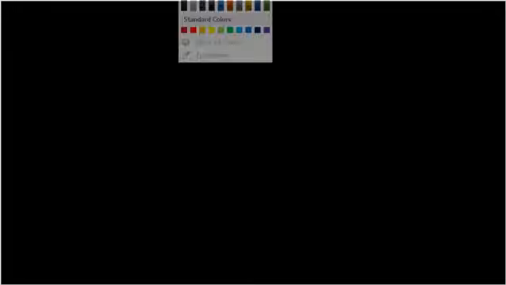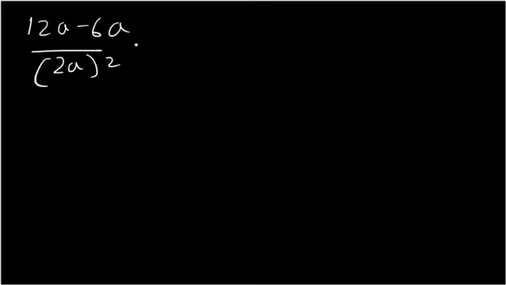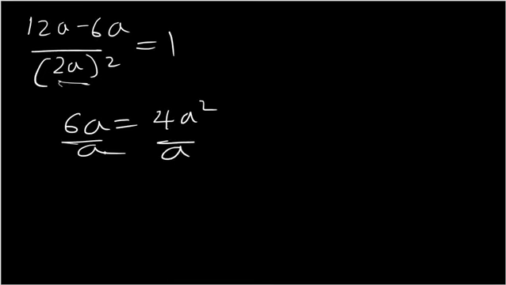So we stopped at 12a minus 6a, the whole over 2a, the whole square, is equal to 1. We stop here. So the difference will be 6a. 6a is equal to, this is 4a square. By crisscross, it is going to be 4a squared. So we can divide by a both sides. A must be different from 0 actually. There is no a in the choice. So 6 is equal to 4a.